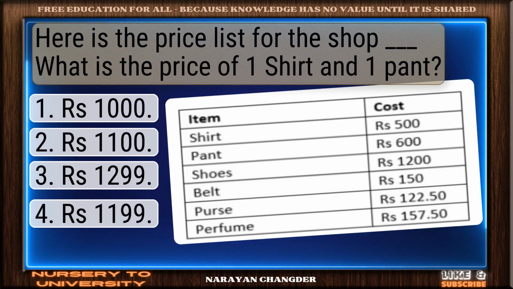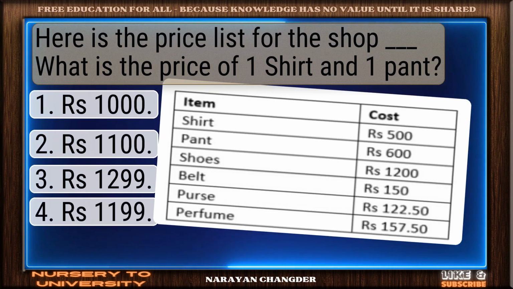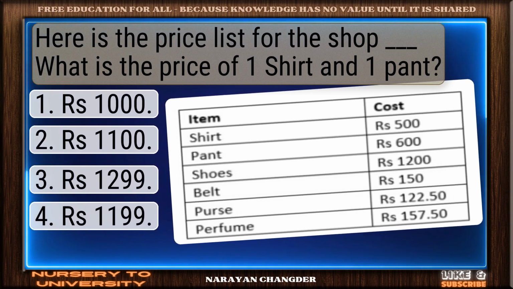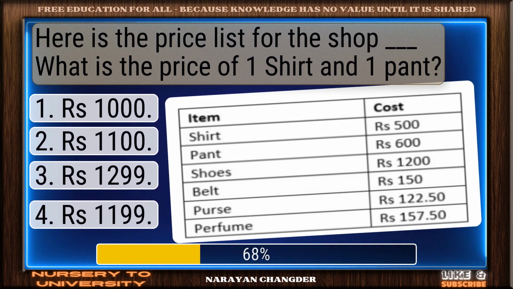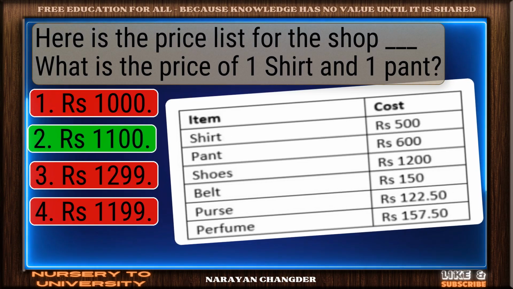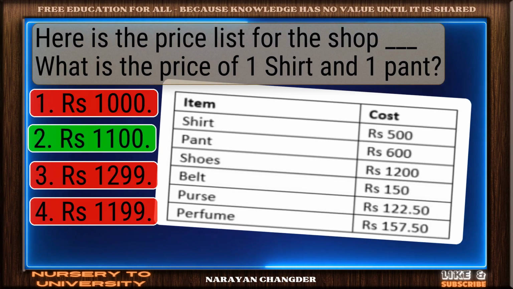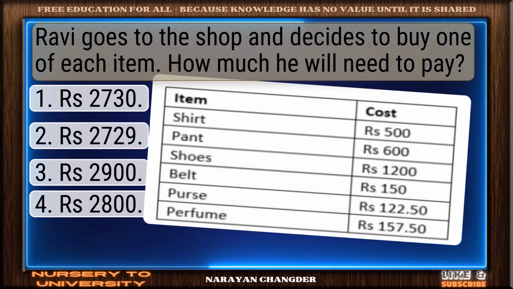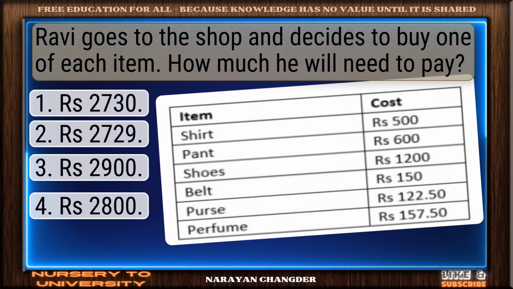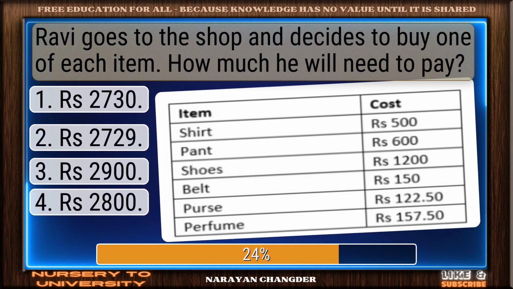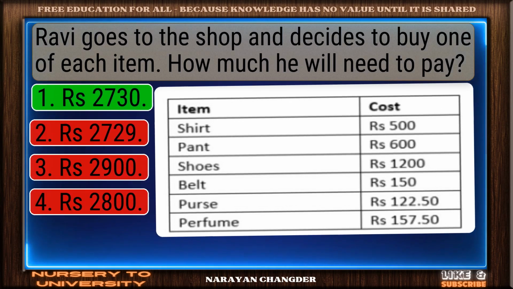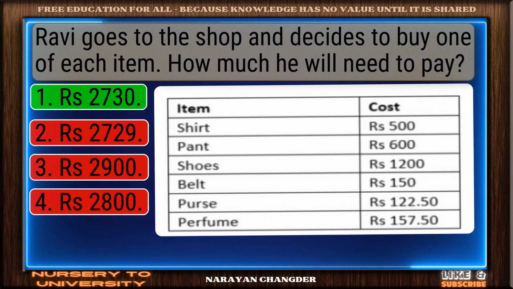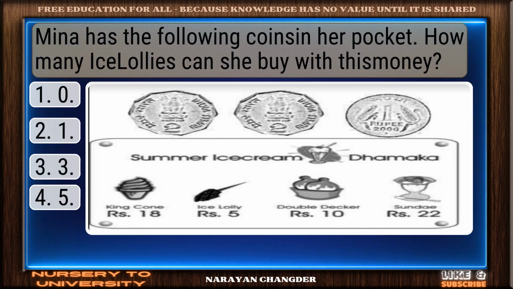Here is the price list for the shop. What is the price of 1 shirt and 1 pant? Valid point. Rs 100 is true. Ravi goes to the shop and decides to buy one of each item. How much will he need to pay? Good job. Your answer Rs 27.30 works well here.